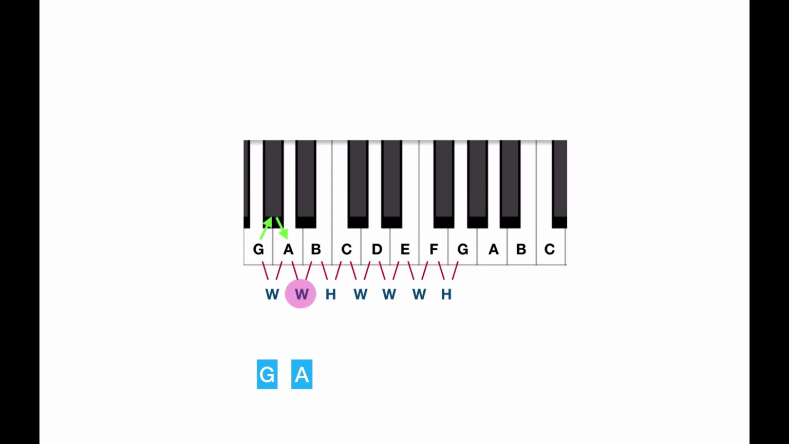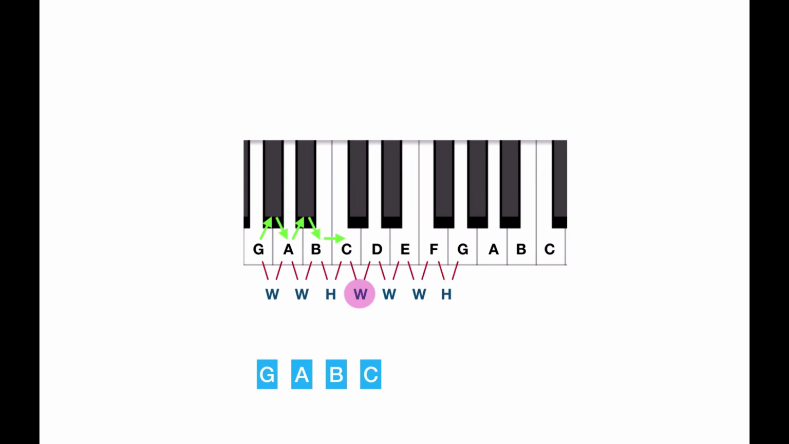So next up in the formula, we can see we need another whole step. So from A, we count 1, 2 half steps and we land on B. So B is the third note in the scale. Next up in our formula, we need a half step. So we count up a half step from B and we land on C. So the fourth note in our G major scale is C.